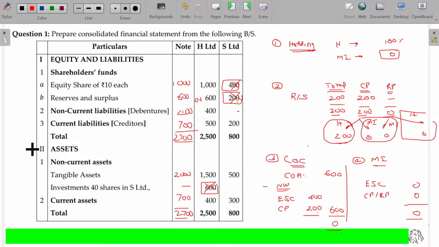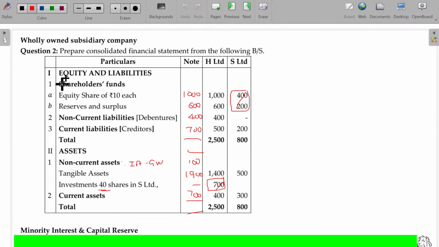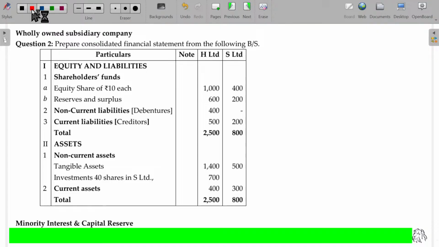We'll now move on to the next one. In this illustration, again I am going to follow the same way. Now, holding status. Holding company holds 100%, 40 shares. Overall shares in S Limited are also 40, so minority interest being nil.